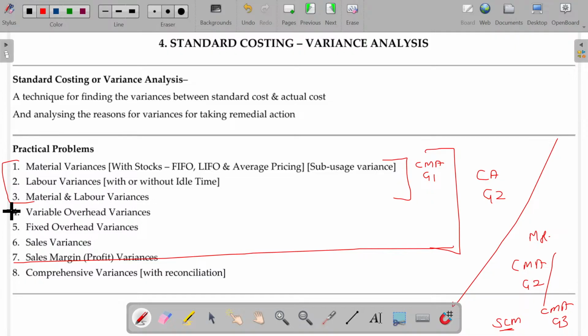Of course, for topics 4 to 7, CMA Group 1 students can just listen, not required to do lots of practice. And 4 to 7 is required for the CA Group 1 as well as CMA Group 2. The last one is not required for the CA students at all. So we'll see all those things at the CMA level. Clear?